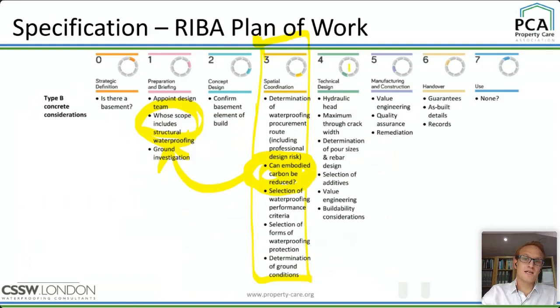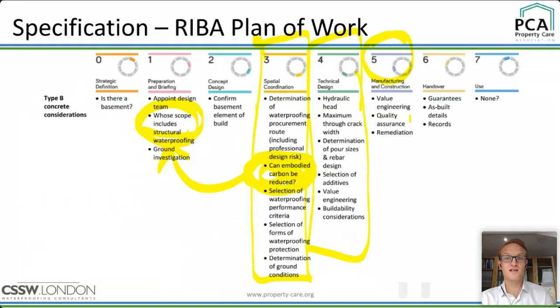But the real design detail comes together in RIBA stage 4. You might be looking at your hydraulic head, your maximum through crack widths, changing your pore sizes using different rebar designs. Rebar is the steel reinforcing. You might say, okay, we can't meet that, but we want to use a waterproofing additive. And then you've got to look after your value engineering issues, all of that stuff. RIBA stage 5 is when the building actually gets built. So you want to be making sure that the contractor sticks with it and doesn't do bigger pore sizes or that sort of thing.